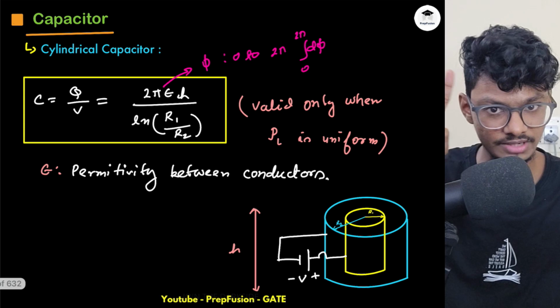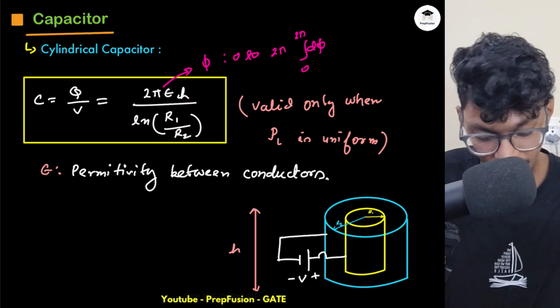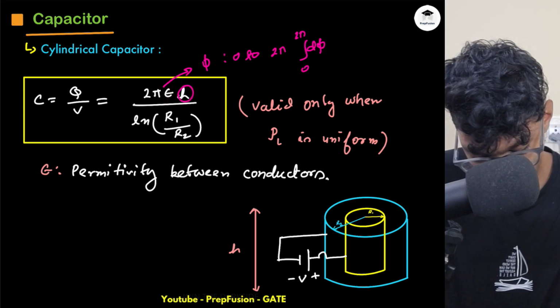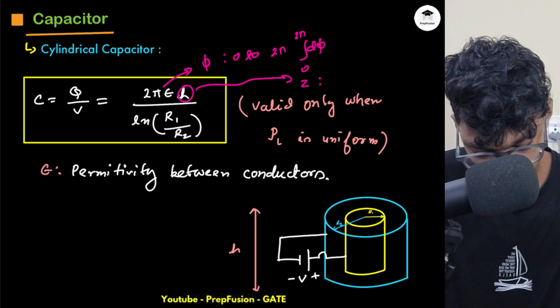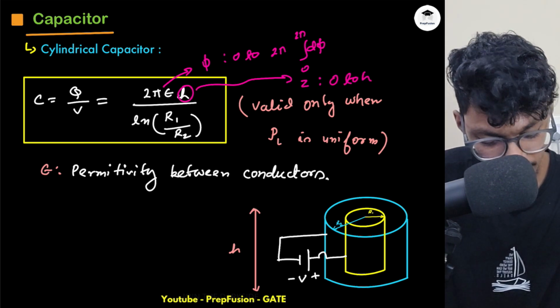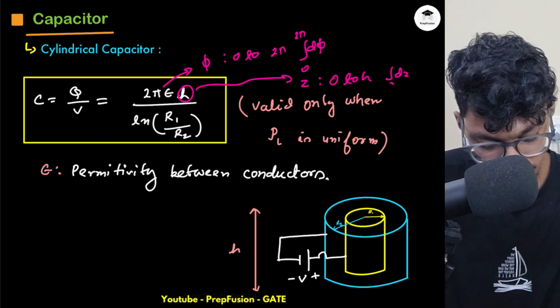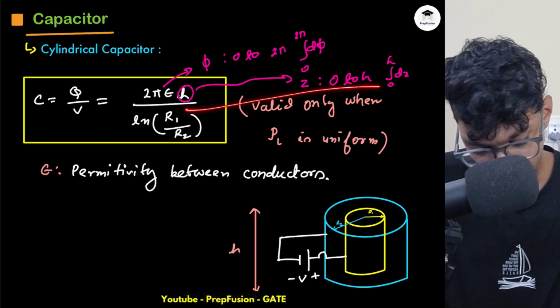So step 1 is good. What is this h for? This h is actually for the limit of z, because z is varying from 0 to h. So I will integrate dz from 0 to h and I will get back this thing.